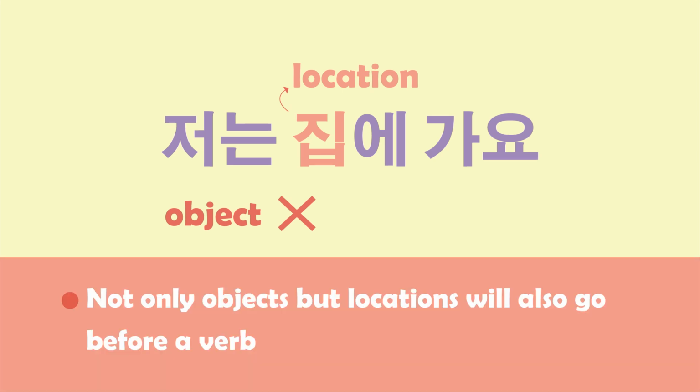Another example. 저는 집에 가요. I go to home. As you can see, we don't have an object in this sentence, but there is a location in this sentence. So, not only objects, but locations will also go before a verb.